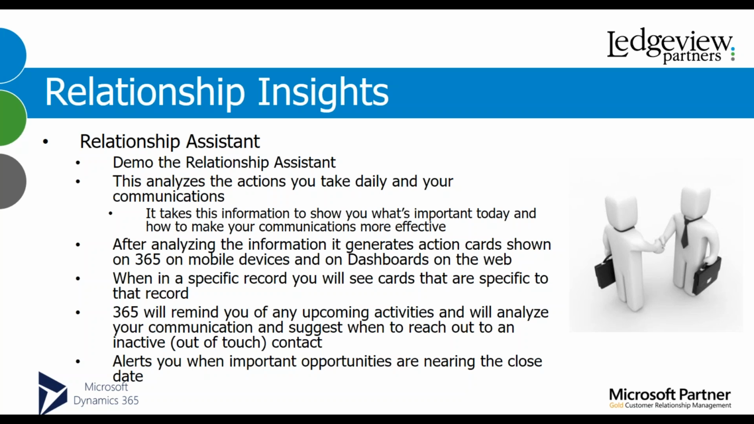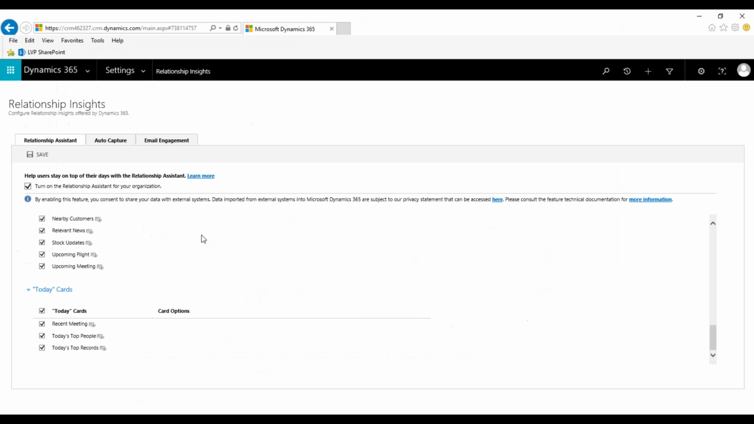It does go down to a record level, so when you're in a specific record, you'll see cards that are specific to that record or a child record. So an opportunity that's past due is going to show on your account. 365 will also remind you of upcoming activities and will analyze your communications and suggest when to reach out to an out-of-touch contact, somebody that you haven't contacted in a while. And it also alerts you when important opportunities are nearing their close date, based on what we showed you in the preview section of configuring.